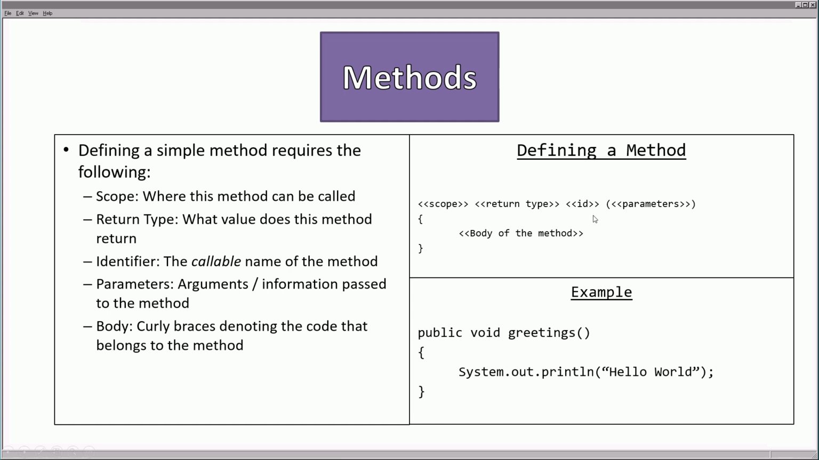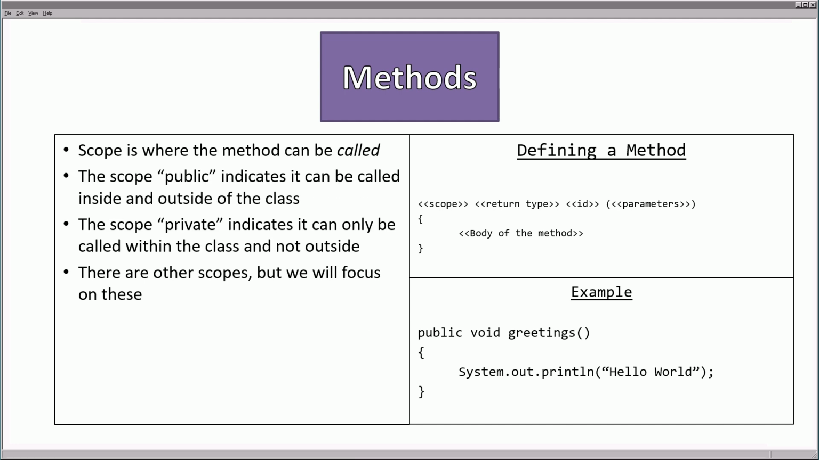Next, you have the identifier. Following that, you have a set of parentheses, which are the arguments, otherwise known as the parameters, for the method. What information does this method need to run? Then you have curly braces that denote the body of the method. Each one of these parts require a little bit of explanation, so let's go into that. First, let's take a look at scope.